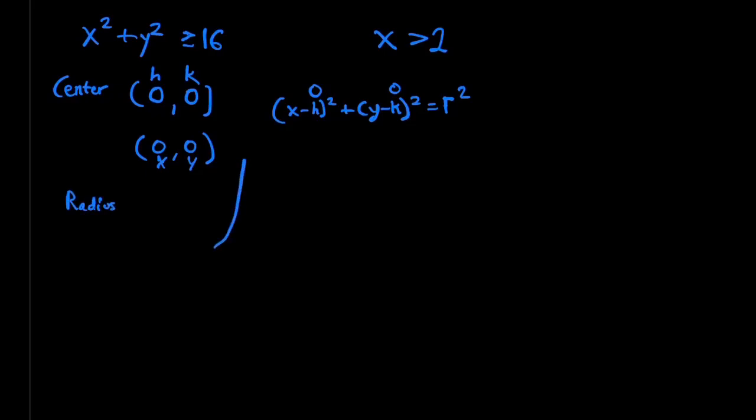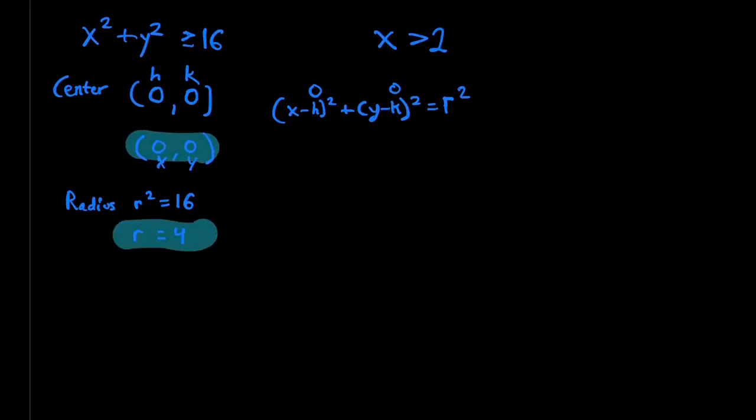Now we need to know what the radius is. The part on the other side, this 16, lines up with the r squared. The r squared is the radius squared. So you'd set the r squared equal to the 16. And from that, you find the positive square root only. So this means that the radius is 4. This is everything we need to graph a circle. We just needed to know the center and the radius.